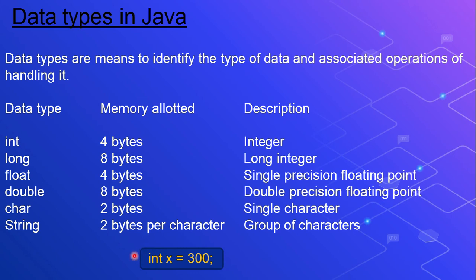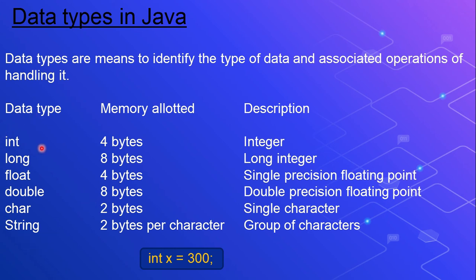So here, see, int x is equal to 300. I told you, this is a literal, a constant. This is the operator, this is the variable name, and this is the data type. By writing this int, we are going to store an integer value in x. So what type of value you are going to store will be identified by the data type.